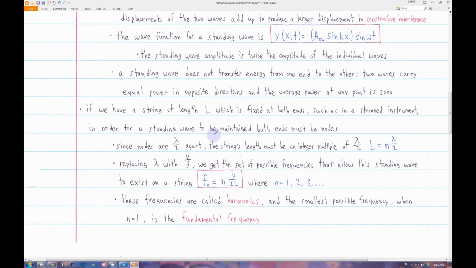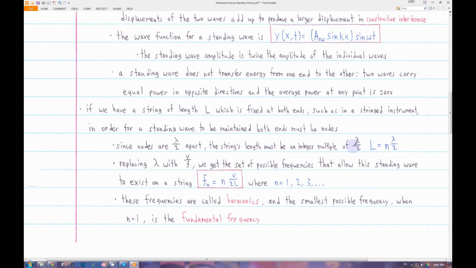So now let's look at what happens when you have a string that is fixed at not one end, but two ends. So of course at a fixed end, the string cannot move, which means the ends of the string must be a node. Remember, at nodes there is no displacement. So since nodes are half of a wavelength apart, then the string's length must be an integer multiple of 1/2 of the wavelength.